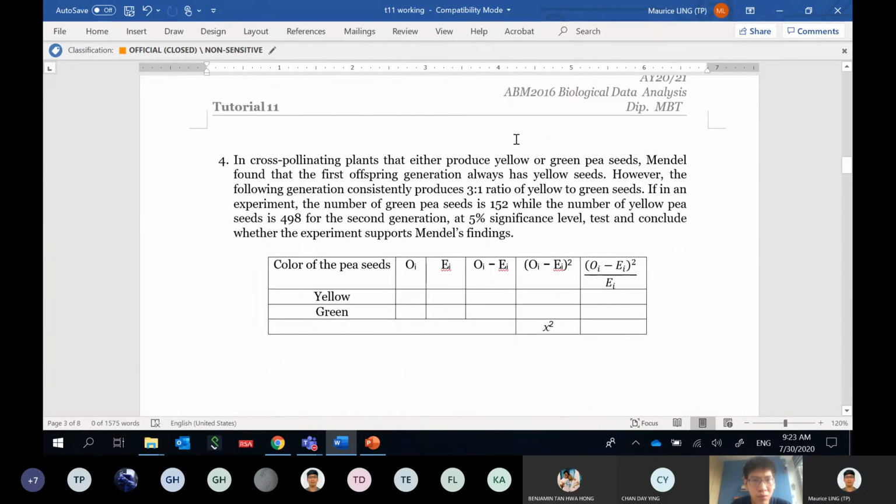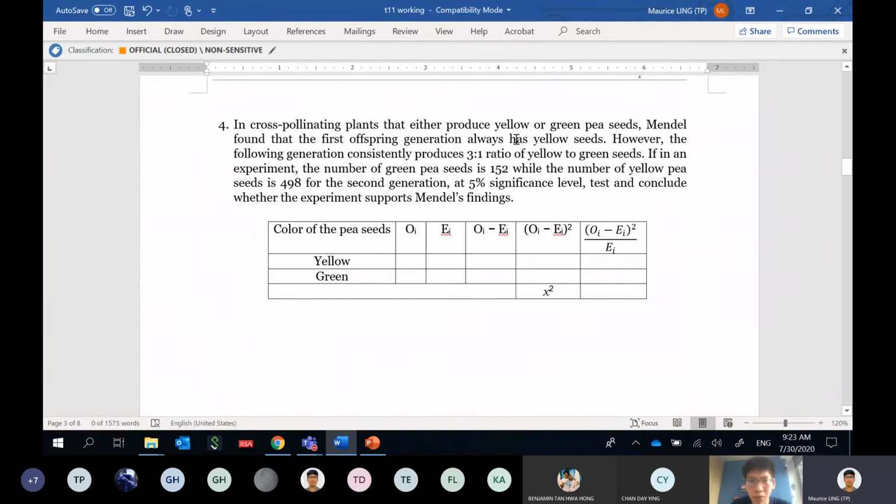All right. Okay, so we have the next one for our cross-pollination. Now, this is exactly what you will do when you do your genetics, the Mendelian genetics.